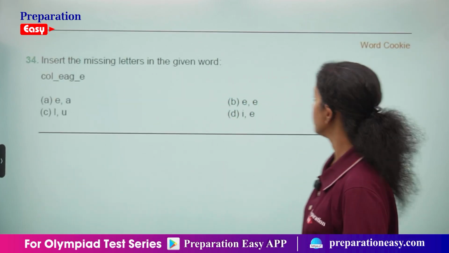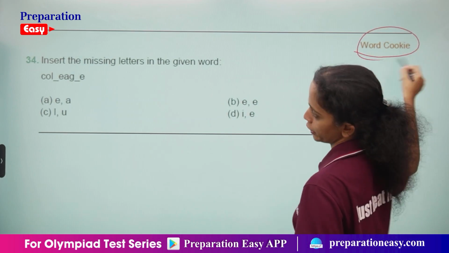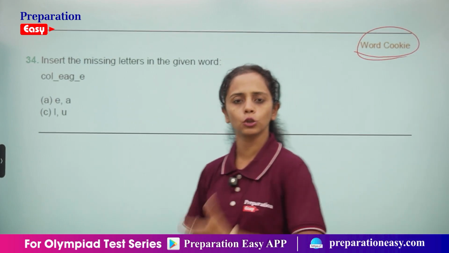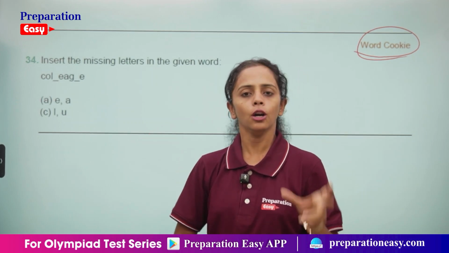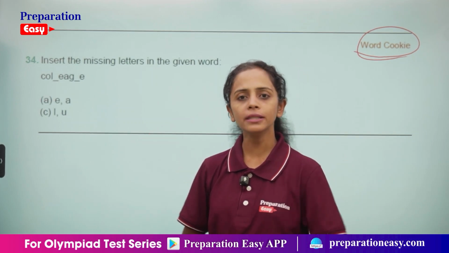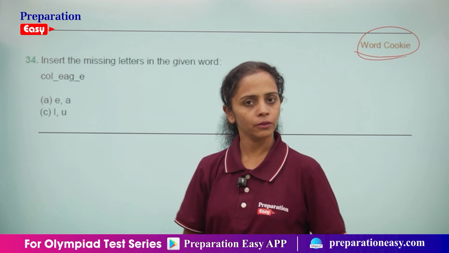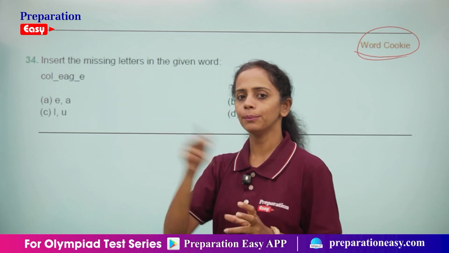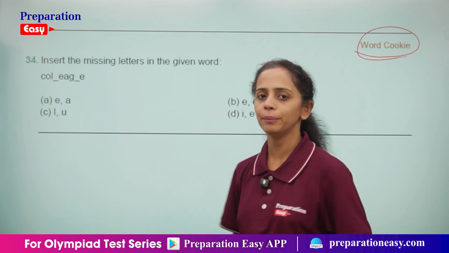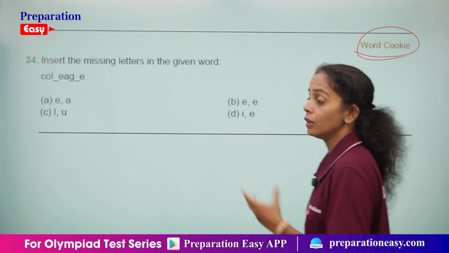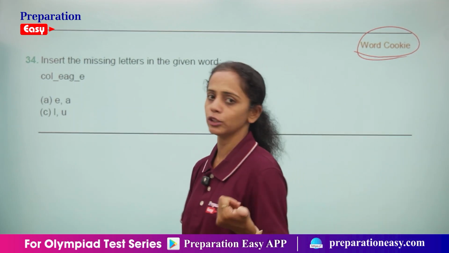Next session is where you are going to get word cookies. What do you mean by word cookies? Word cookies means you are going to get some words from which some letters are missing. Fine. You're going to get some words and some letters will be missed out. So the missing letters, the missed alphabets, you have to find over here. For this session also you have to be thorough with your spellings.